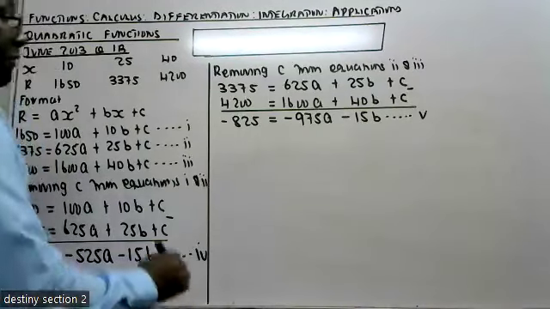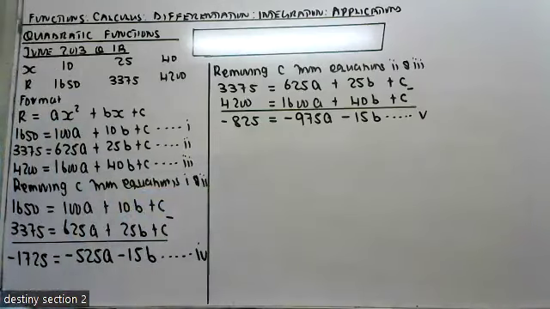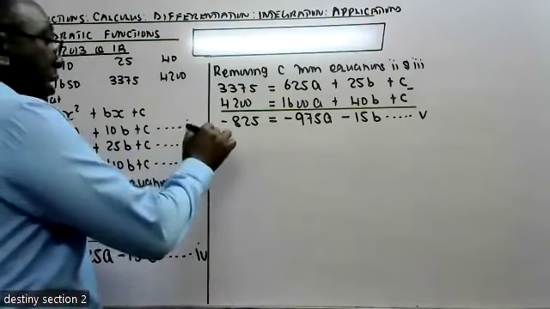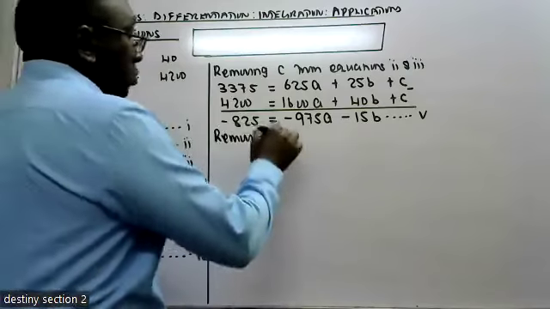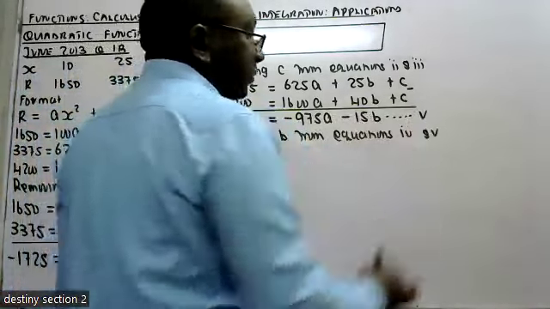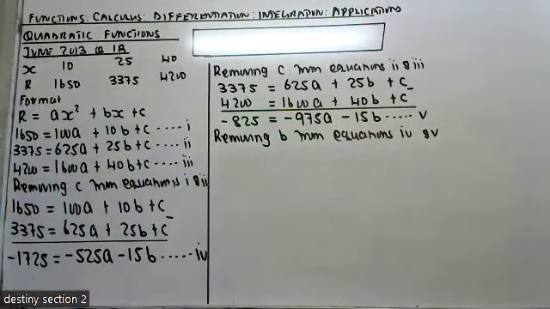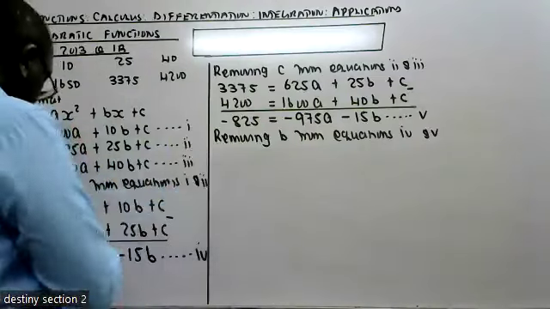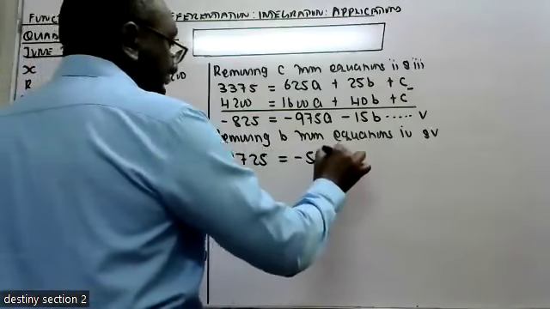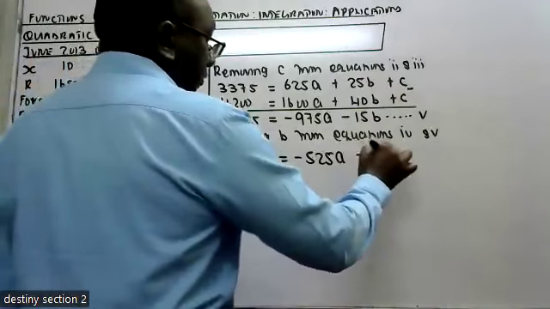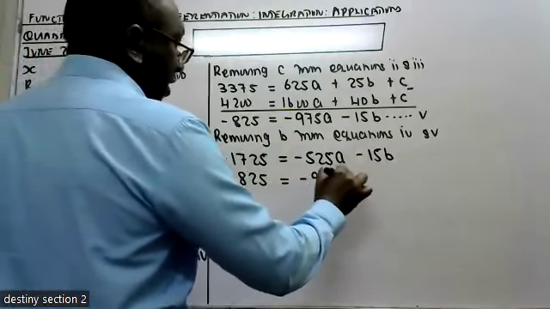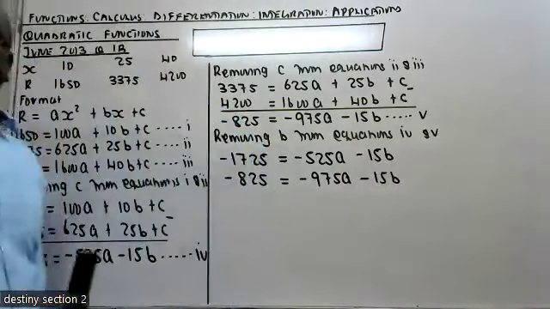When you call it equation number 5, you now remove this B. You see now we have reduced, we have two unknowns, A and B. Now on this 15, it is the same here. So we will say removing B from equations 4 and 5. Removing B from equations 4 and 5, we will have this one, negative 1275 being equal to negative 525A minus 15B. Then negative 3825 being equal to negative 975A minus 15B.